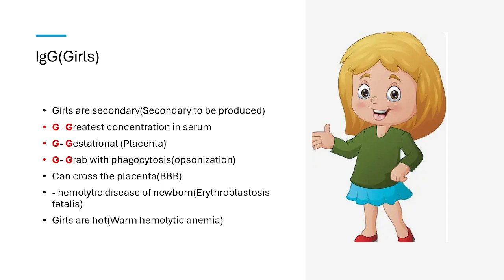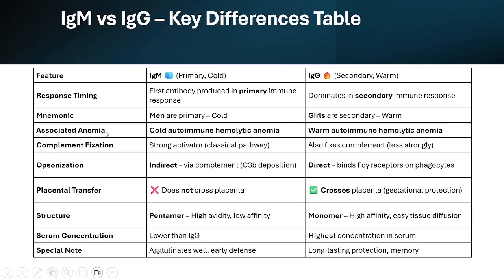Another important fact, compared to boys and girls, we usually say girls are hot, right? So here hot stands for warm. So girls, or IgG, cause warm hemolytic anemia, and the boys, that is IgM, cause cold hemolytic anemia. I hope IgG and IgM is clear. I have a table to summarize the IgM and IgG.